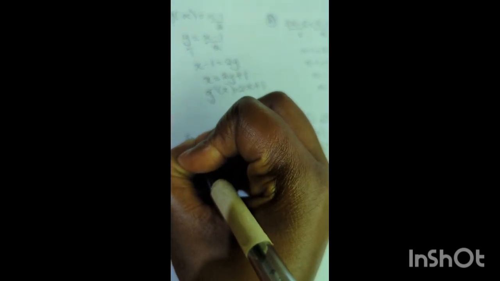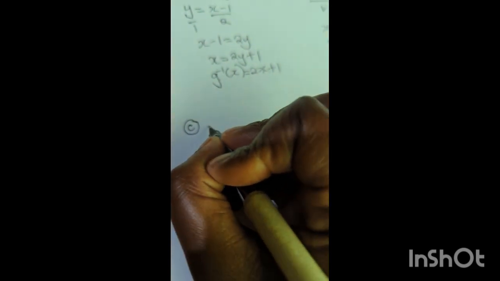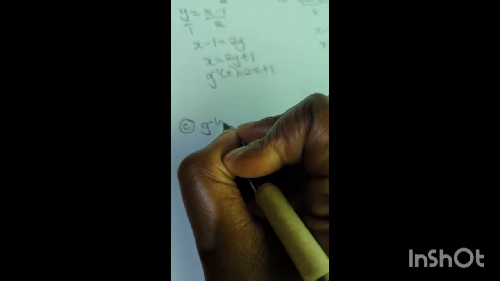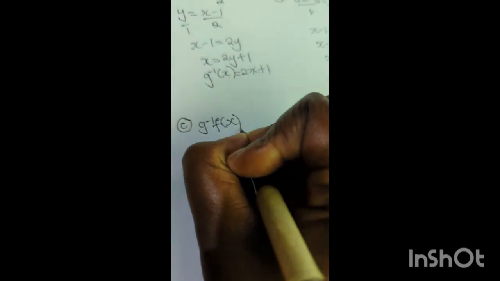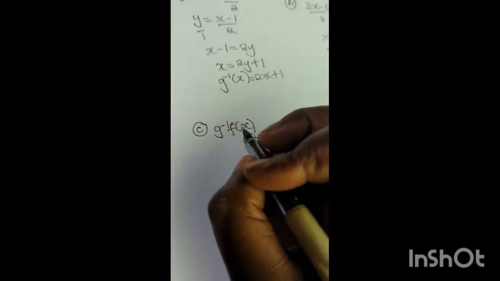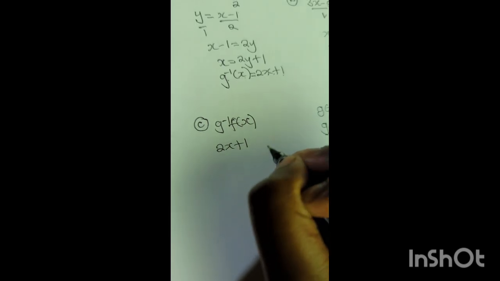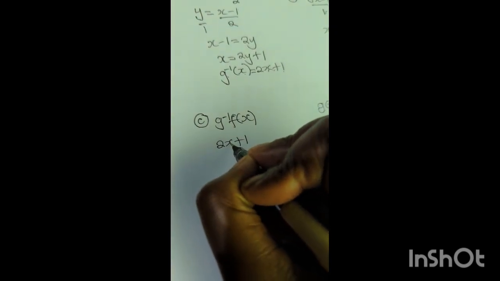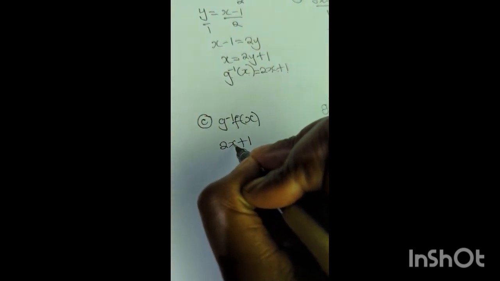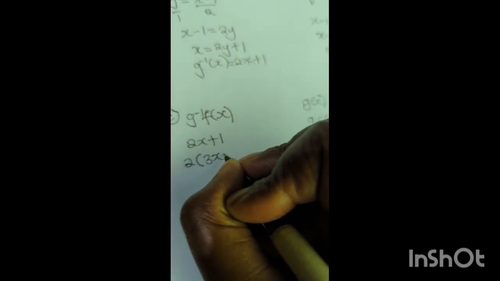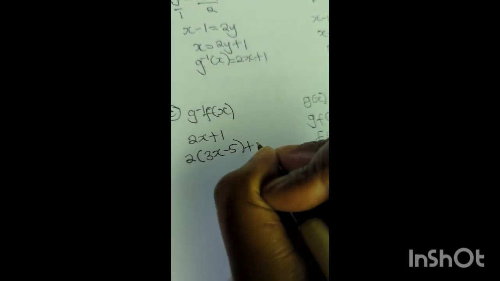So I'm going to write my c here and say g inverse of f of x is given by, you write g inverse of x, which is 2x plus 1. Okay, now where there's x, you're going to put what? f of x. f of x is 3x minus 5 there. So I'll write 2 open brackets, where there's x I'll say 3x minus what? 5, and then plus 1.